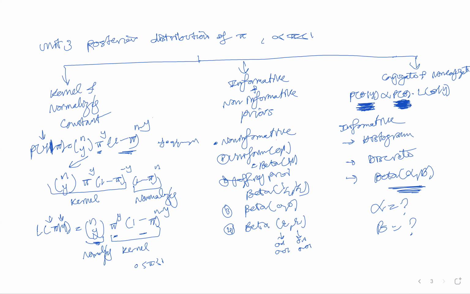So how do I select alpha and beta? This is very important, because I would like to add some information in the estimation and inference, plus the likelihood. So how do I select alpha and beta that match my belief or match some previous statistics? There are many strategies we cover.